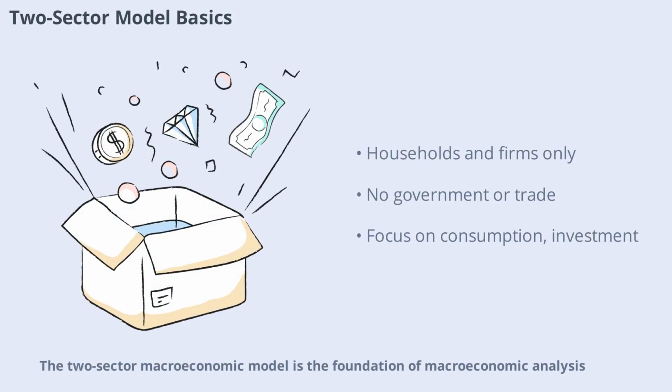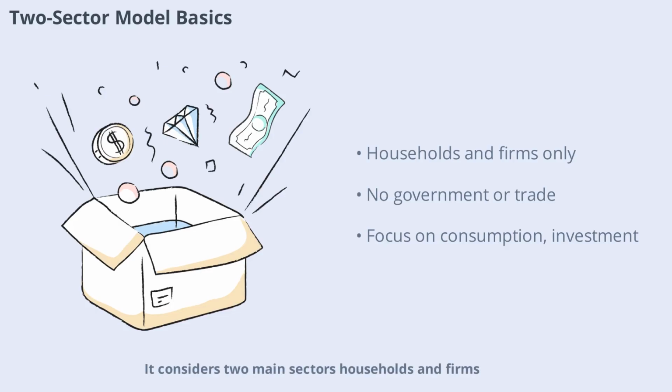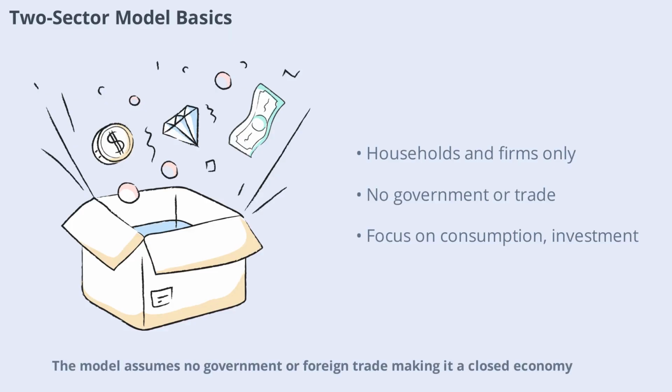The two-sector macroeconomic model is the foundation of macroeconomic analysis. It considers two main sectors, households and firms. Households provide labor and consume goods, while firms produce goods and pay wages. The model assumes no government or foreign trade, making it a closed economy. This simplicity allows us to focus on the core interactions between consumption and investment. The equilibrium condition here is that total output equals total planned expenditure. Understanding this model sets the stage for more complex scenarios involving government and international trade.